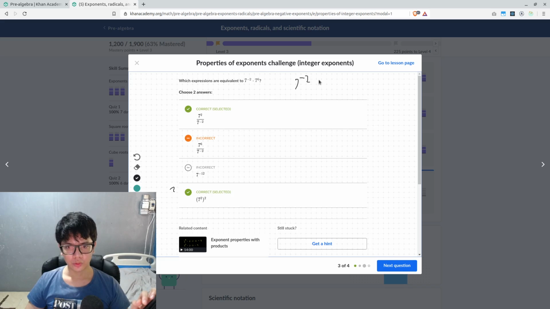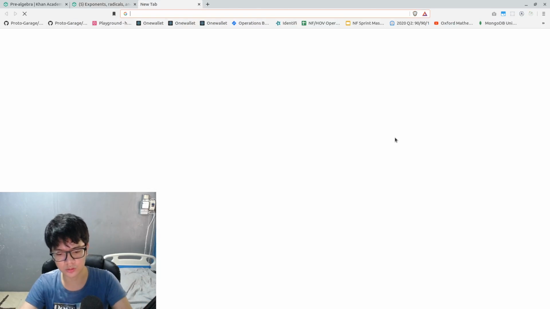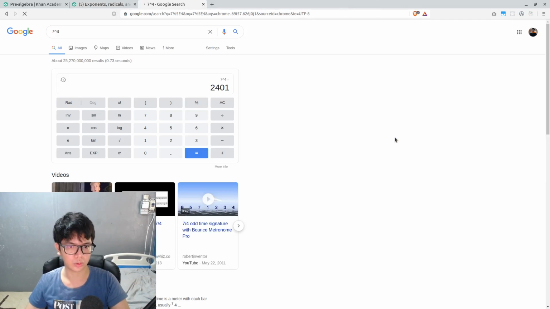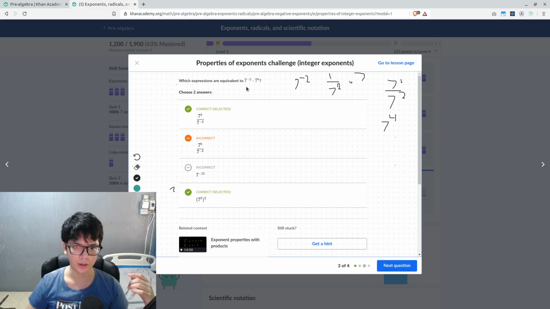7 raised to 2 is the same as 1 over 7 raised to positive 3 times 7, 6. So we have 7, 6 over 7 to the positive 2, or 7 fourths. It's not the same. 4, 1. How do I even get to express that in this manner?